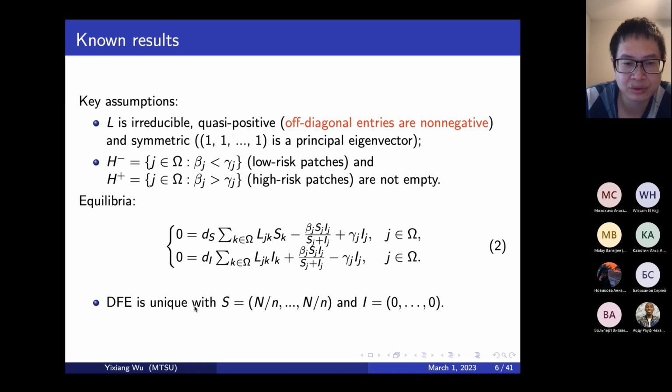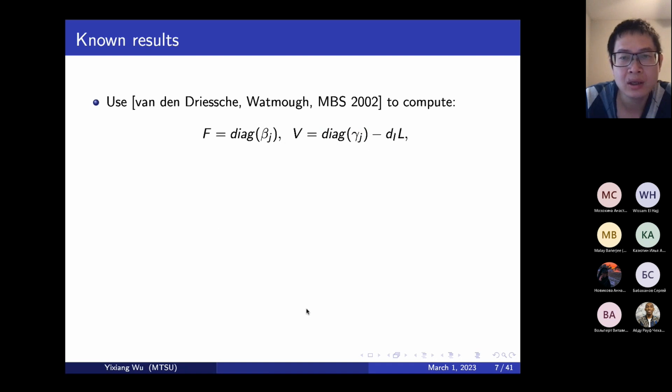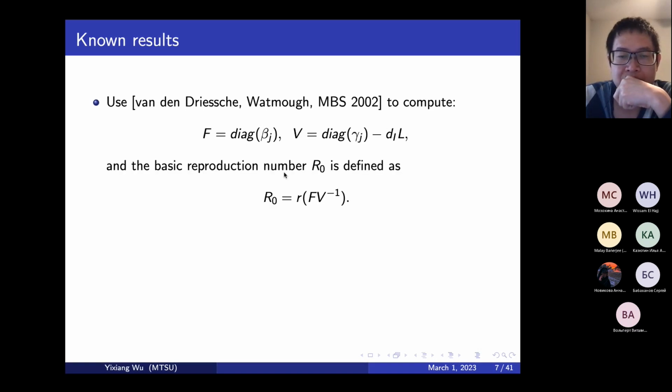Well, the equilibria of this model satisfy these equations, and the disease-free equilibrium we can check is unique. It's given by this, and then we can define the basic reproduction number, just following the classical paper by van den Driessche and Watmough. So define the matrices F and V, and then the basic reproduction number R0 is the spectral radius of F times the inverse of V.